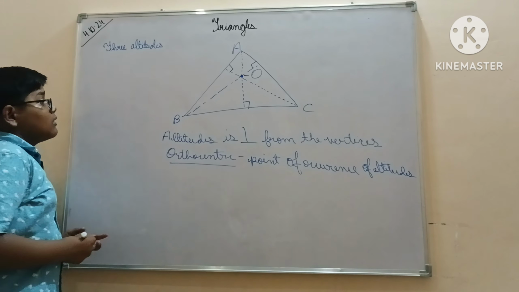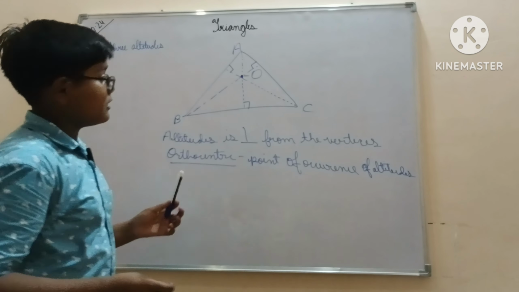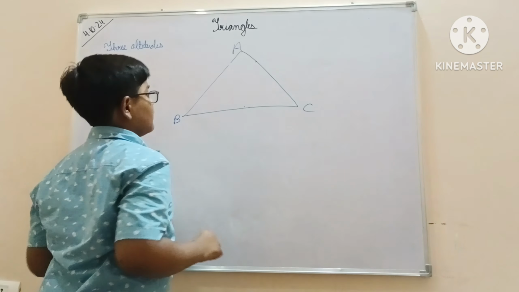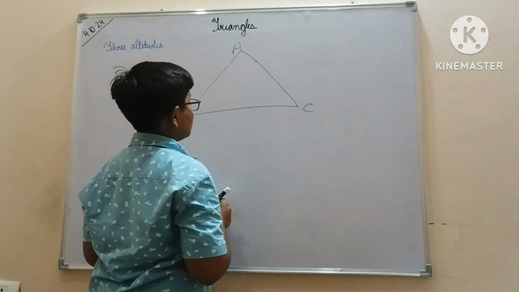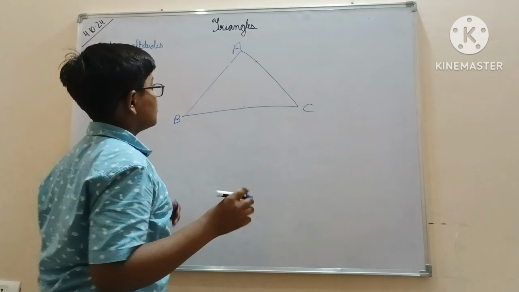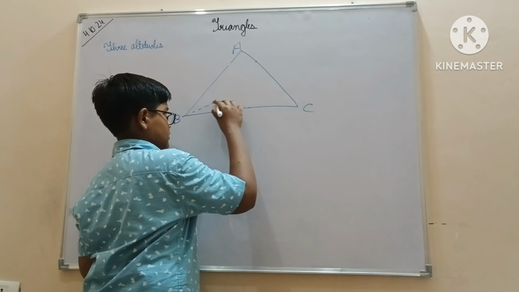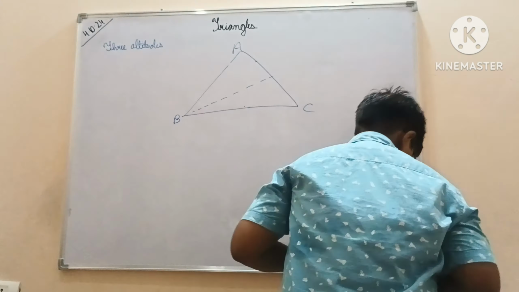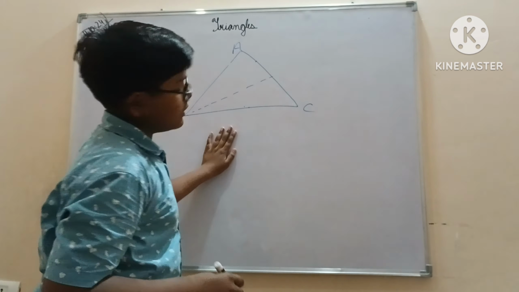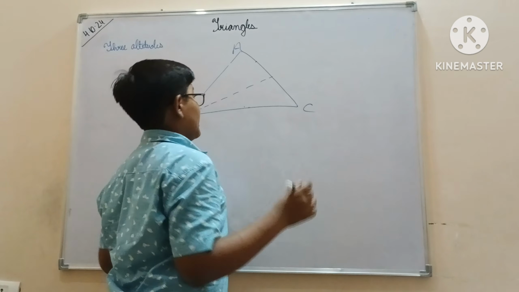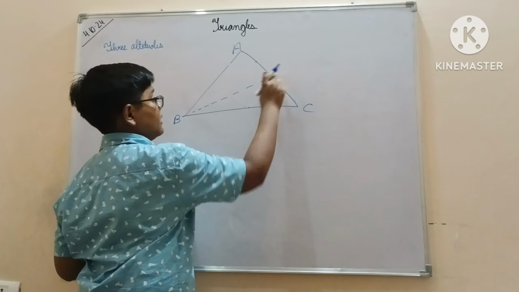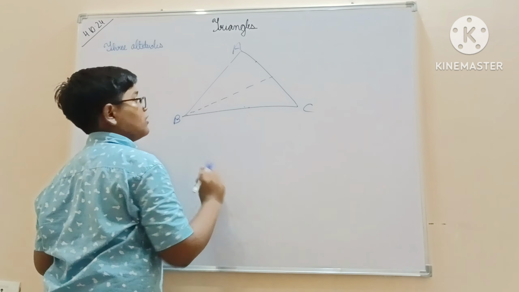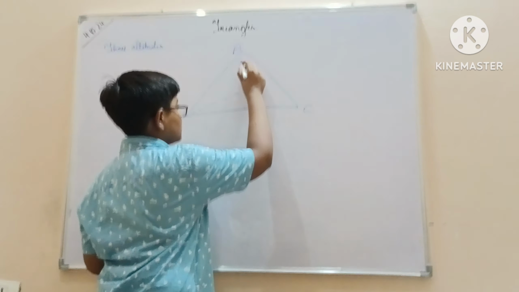So now we will talk about the triangle's median and centroid. We can say that if we draw a line like this, and this is not forming a 90 degree angle, then this line is called a median, as this line is dividing AC into two parts, and this line is also drawn from a vertex.